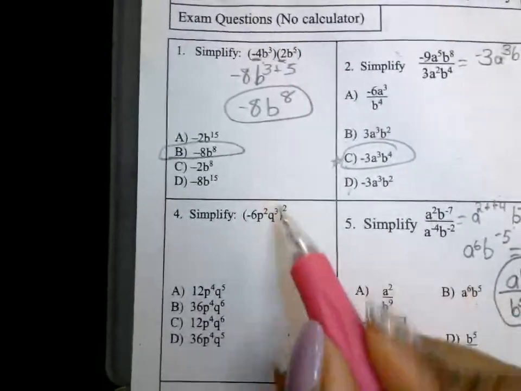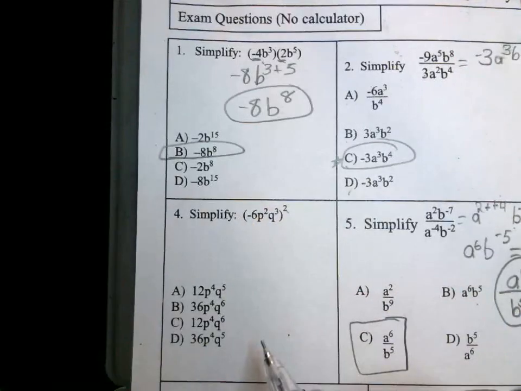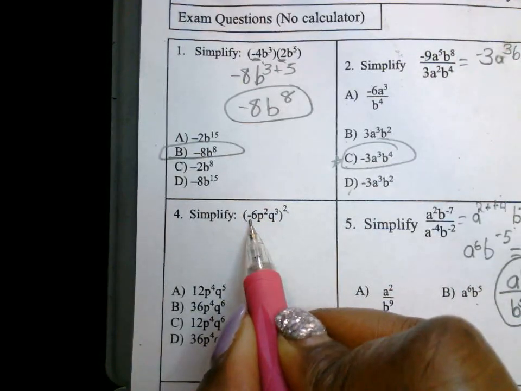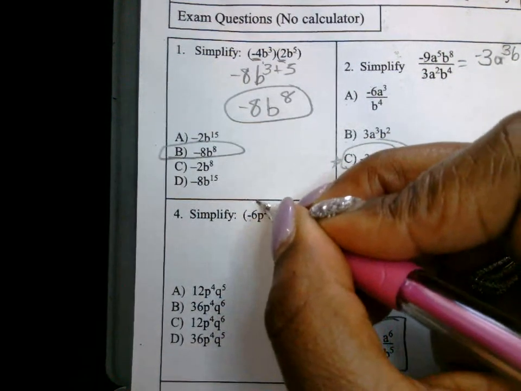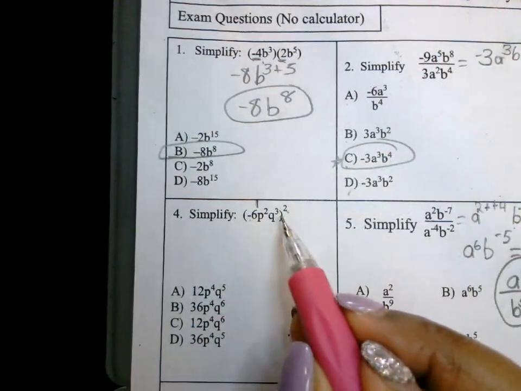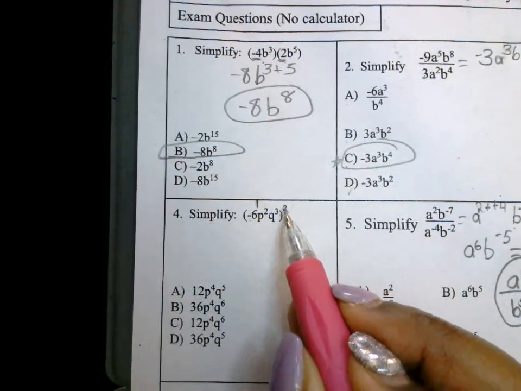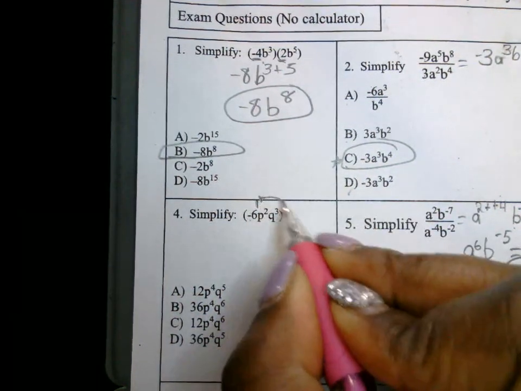All right, let's look at the next one. This is a power raised to another power. What exponent is automatically on this negative 6 since we don't see it? It is automatically 1. So we're going to multiply the exponent since it's a power raised to another power. You multiply the exponents.